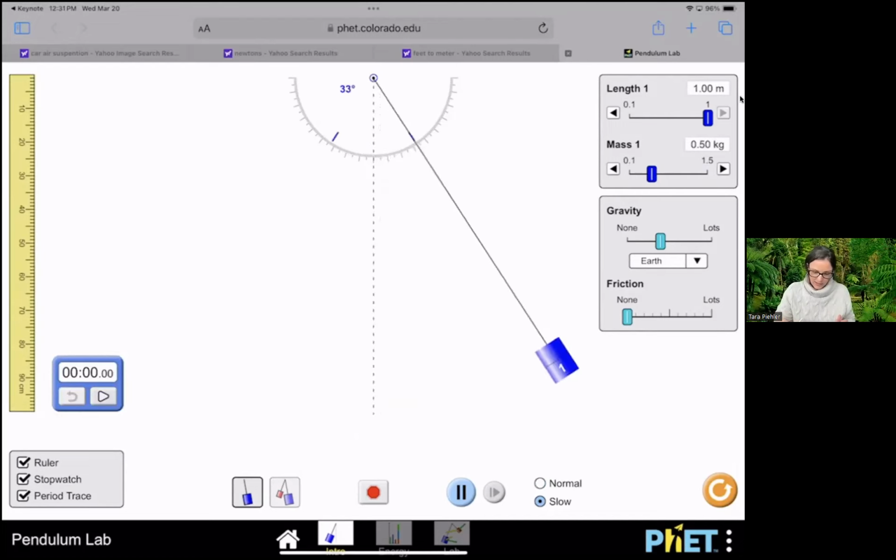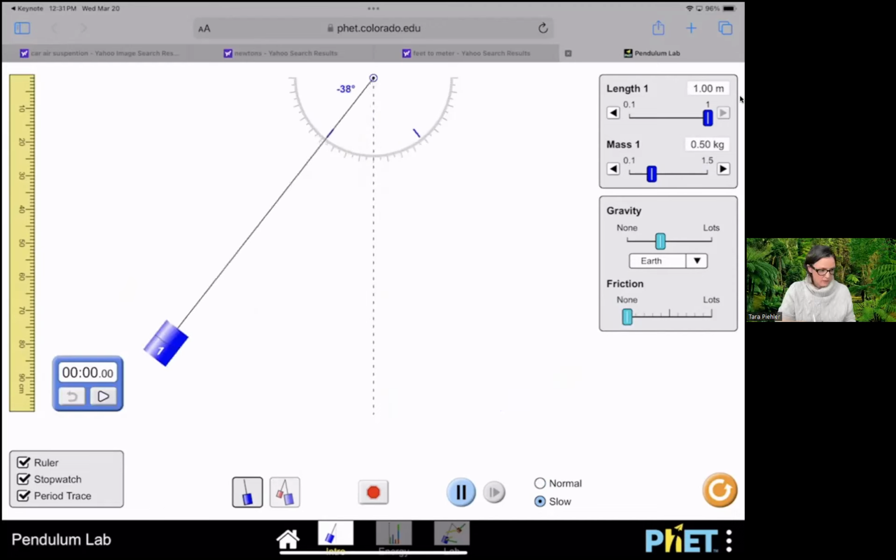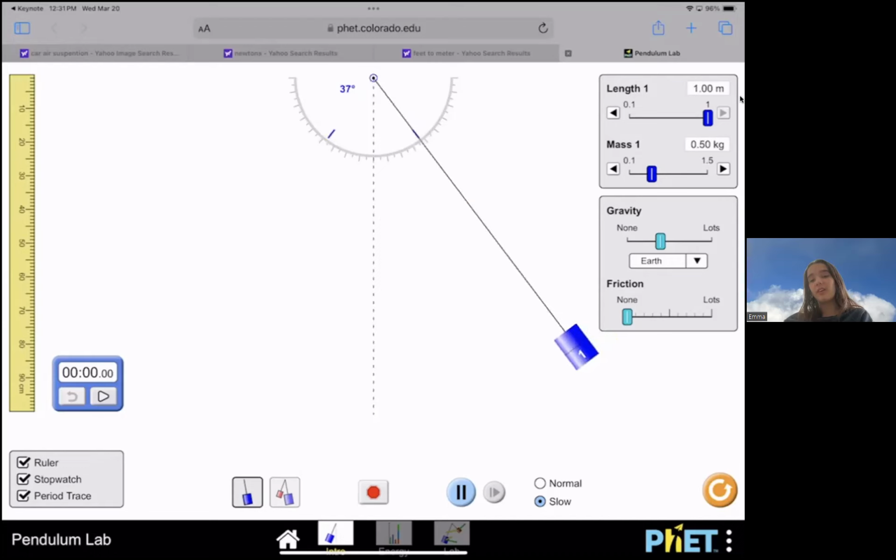We didn't talk about this yet. You see these degrees in this lovely little protractor up here? What is the degrees called? Does anyone remember from the reading? What is that angle called? It starts with an A. Angle of... No, it's an angle.